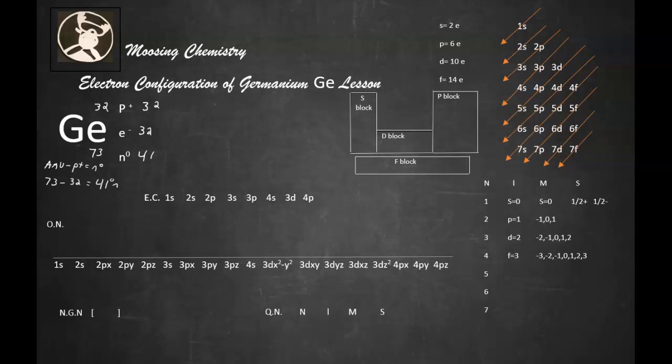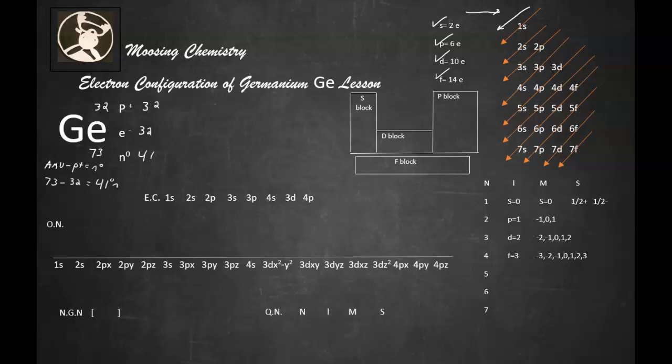But before we do our electron configuration, remember that S subshells can hold 2 electrons, P subshells can hold 6 electrons, D subshells can hold 10 electrons, and F subshells can hold 14 electrons. Also, we're going to use something called the diagonal rule, or the Aufbau principle. We start at the top of the slide, and we work our way down until we run out of electrons. So let's go ahead and do that.